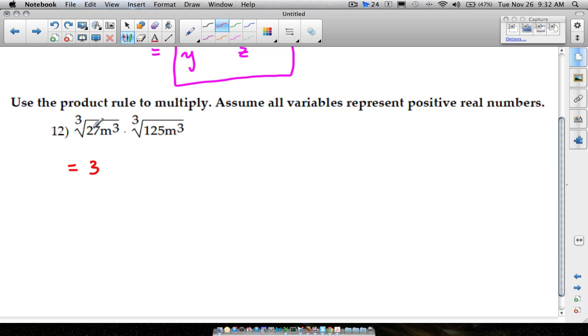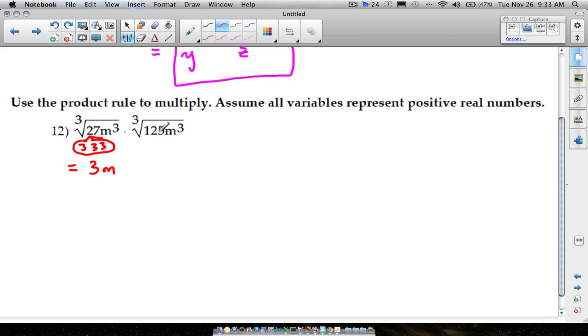So really, we're pulling that 27 all the way out of the house because remember 27 is 3 times 3 times 3, and you're looking for groups of 3. So that's where that 3 comes from. And now we can also pull out a group of m's because we're looking for groups of 3, and that's exactly what we have right there. So we have 3m. The cube root of 27m cubed is 3m. There is no need for a house back in that first radical here.